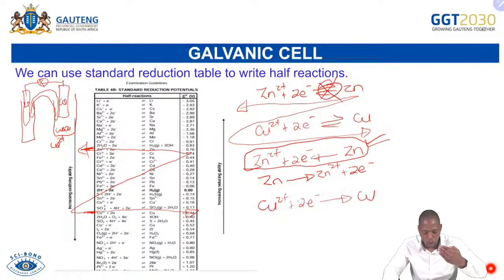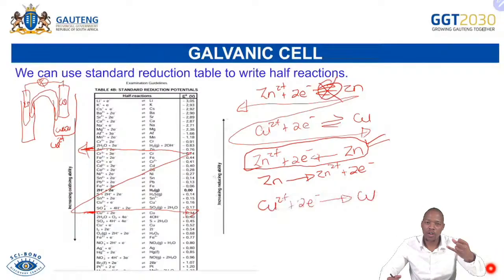How do I know that the one on top is undergoing oxidation, and the one at the bottom is undergoing reduction? Well, you can memorize that if you want to. The one on top always undergoes oxidation. The one at the bottom always undergoes reduction, right? You can memorize that using table 4b, I repeat. Or you can just simply look at these arrows. They are telling you here, as we go up, we are increasing reducing ability.